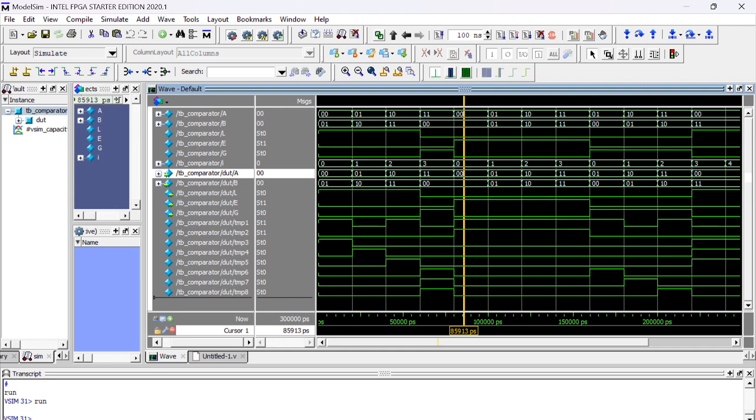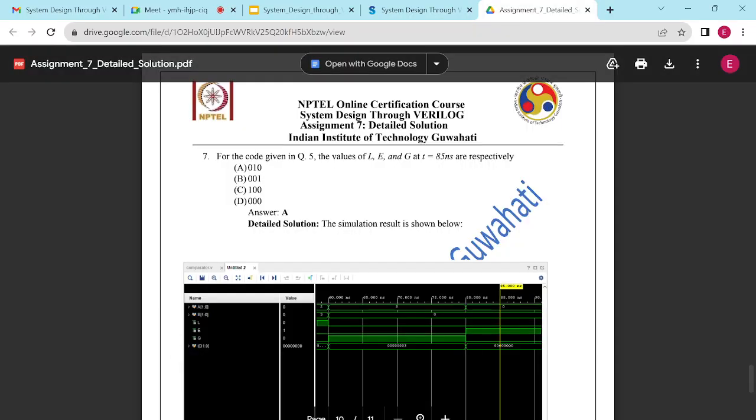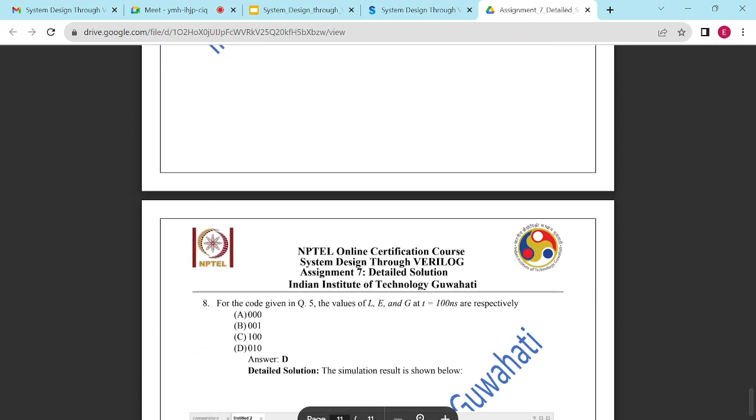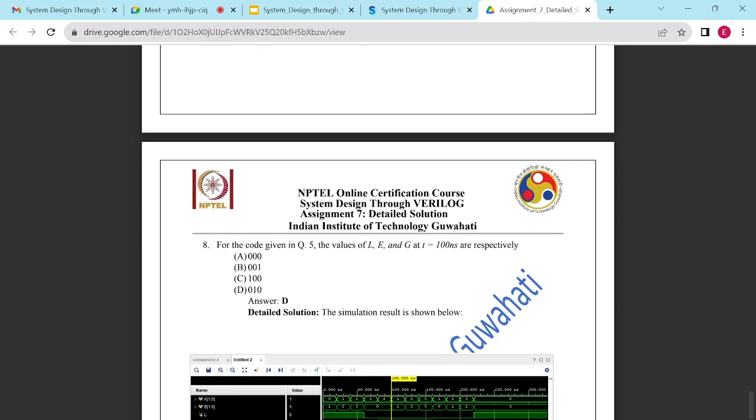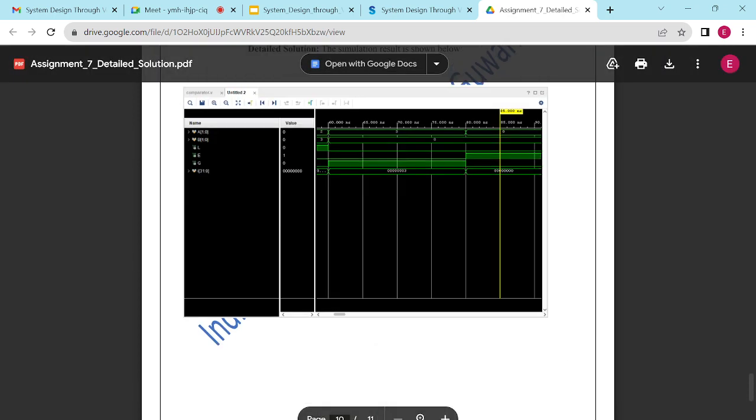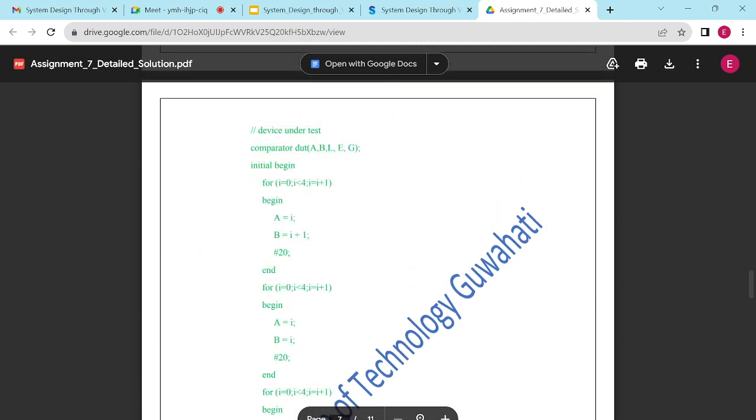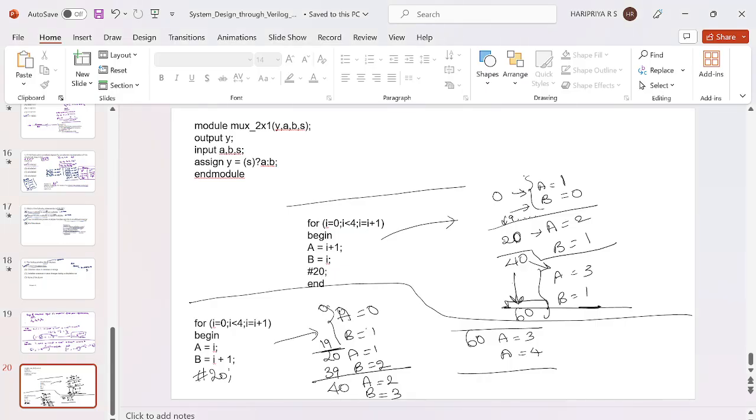Now is it clear? I have not understood. Actually, this for loop is getting executed. First, this for loop is getting executed. From 0. Explain the for loop clearly, madam. Huh? Once again, if you don't mind. Yes, yes.